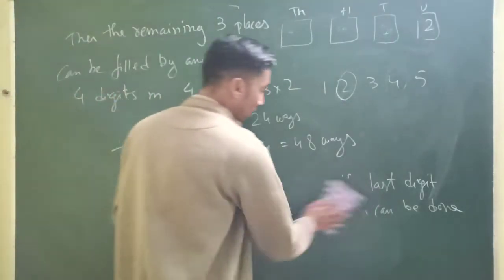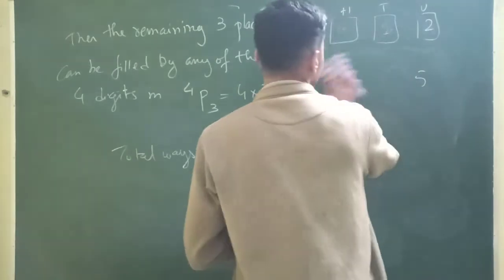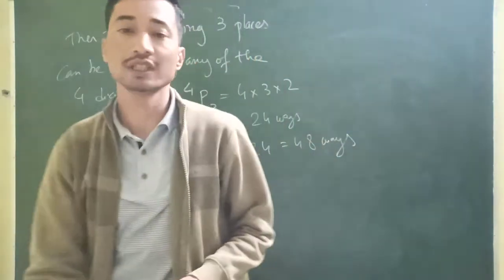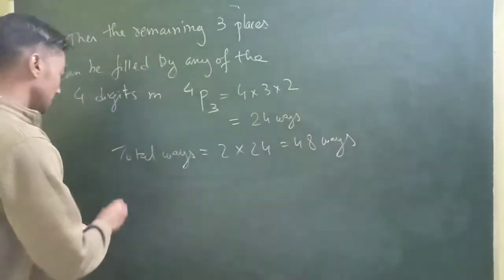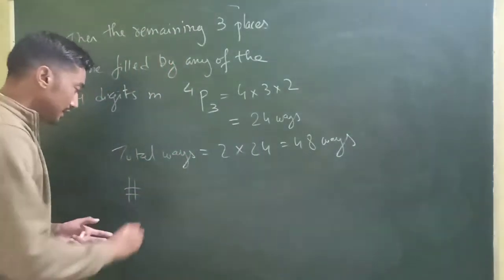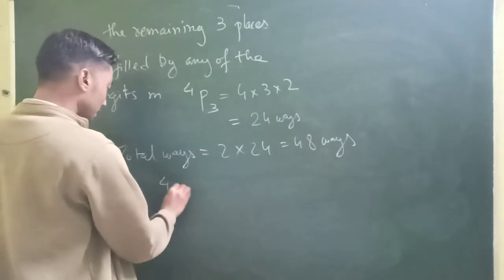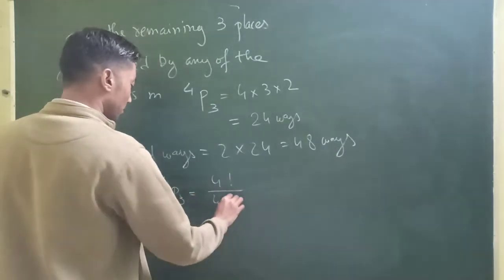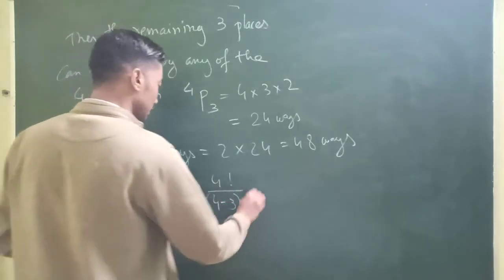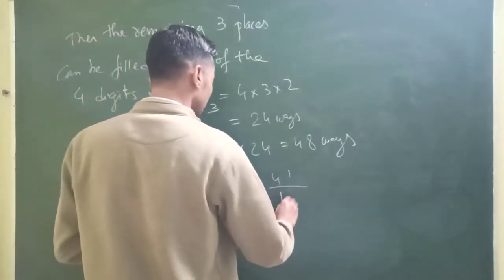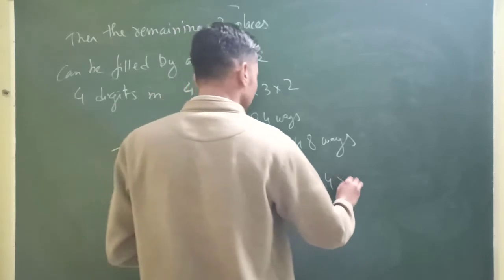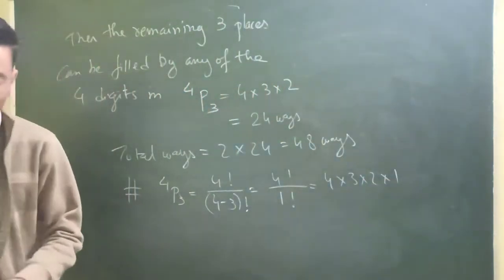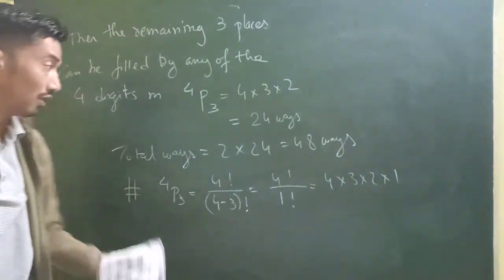Alright? Now I forgot to mention one formula regarding these permutations. As I have written here, I'll give you one shortcut formula. See, nPr, for 4P3 you can use 4 factorial by (4 minus 3) factorial. That's going to be 4 factorial by 1 factorial. So that's like 4 into 3 into 2 into 1. That's the way we use the formulas.